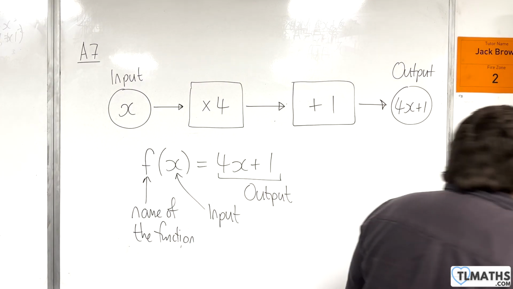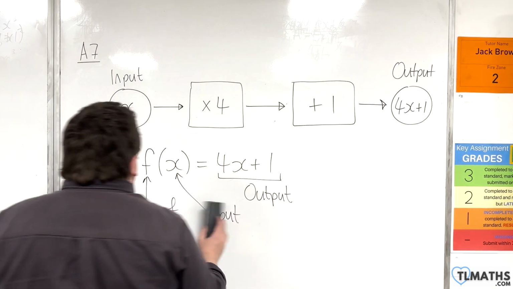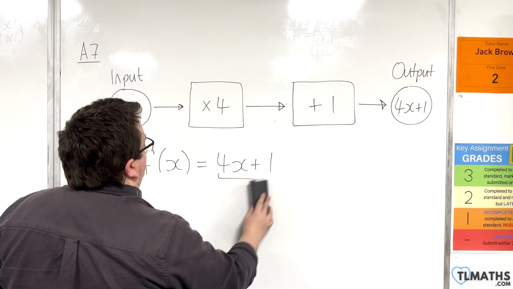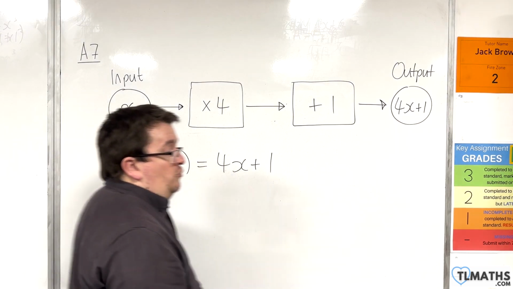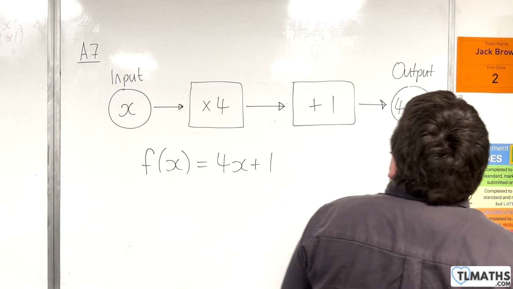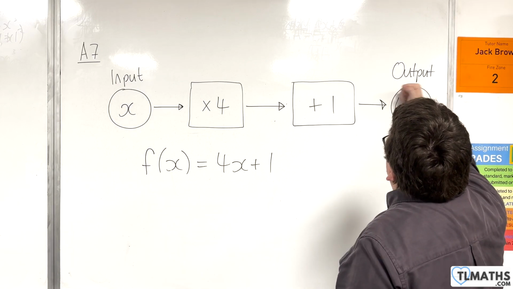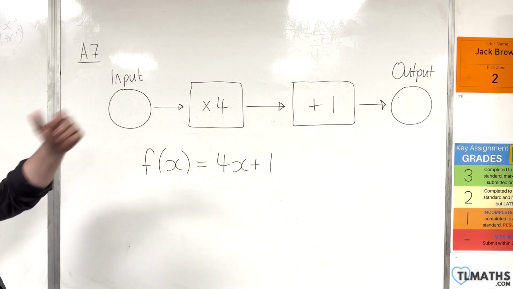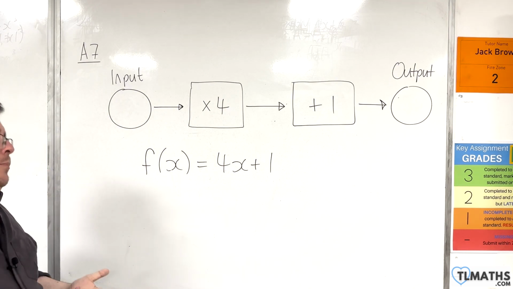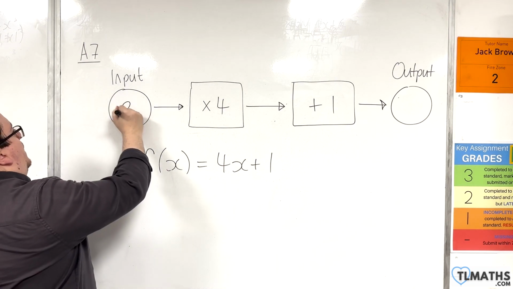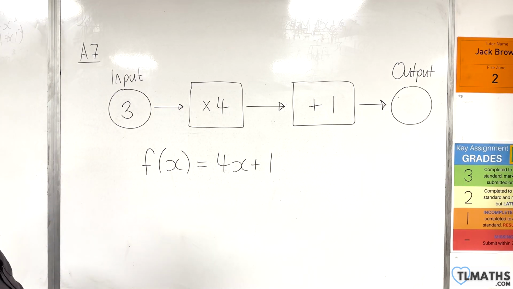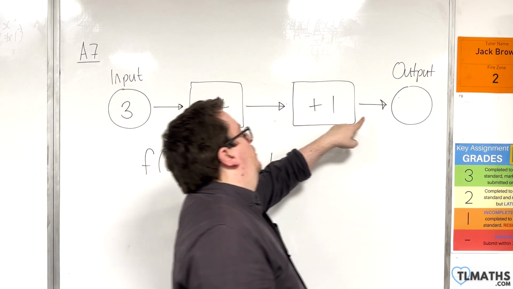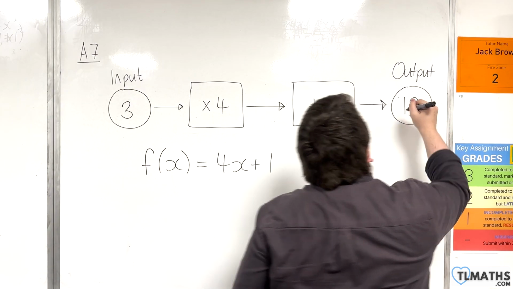So we use this notation because it really simplifies the process, and I can write down a function very easily then, rather than having to draw it all out. So if I said to myself, okay, well, let's say I want to know what the output is when the number I'm putting in is 3. So I'll go 3 times 4 is 12, plus 1 is 13. So I know the output's going to be 13.